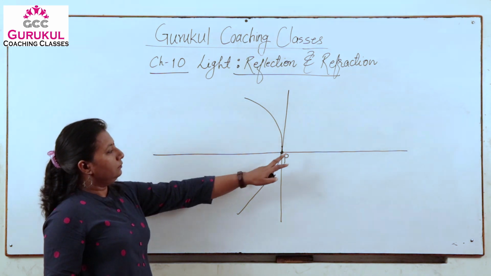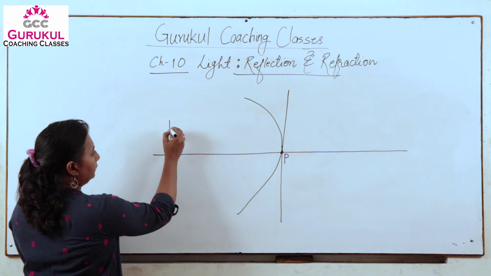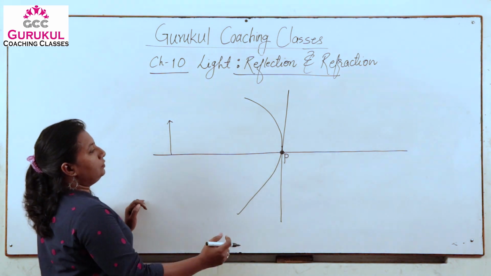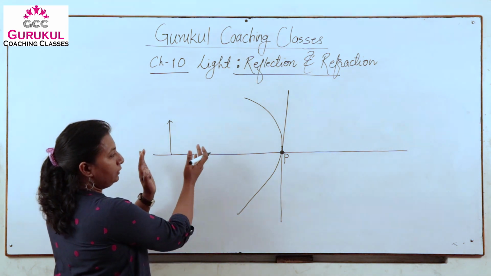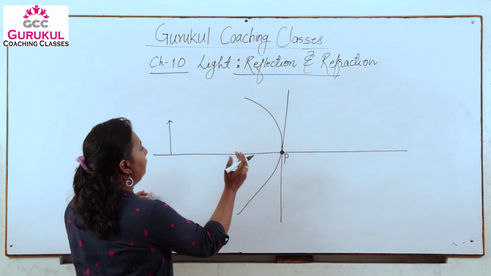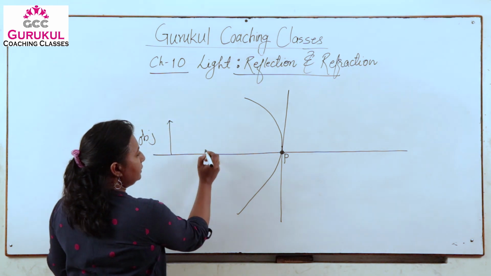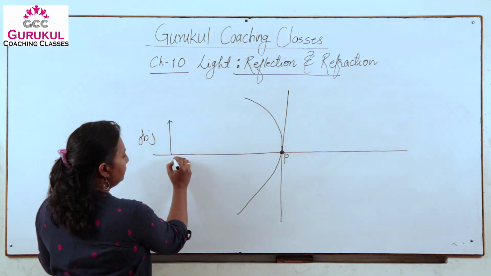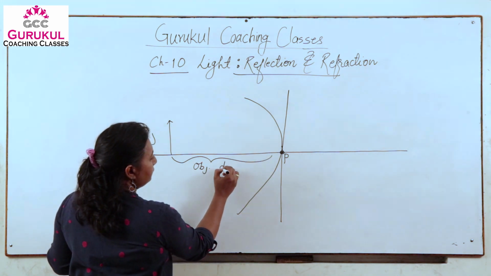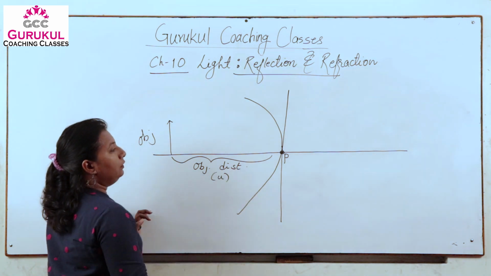Right, this is the pole, this is a concave mirror, right? We are putting the object over here. So this we are taking as the center. Whatever units come on the left side of the pole, we will always take as negative. So this is the object, and the distance from the pole to the object is the object distance, denoted by U.